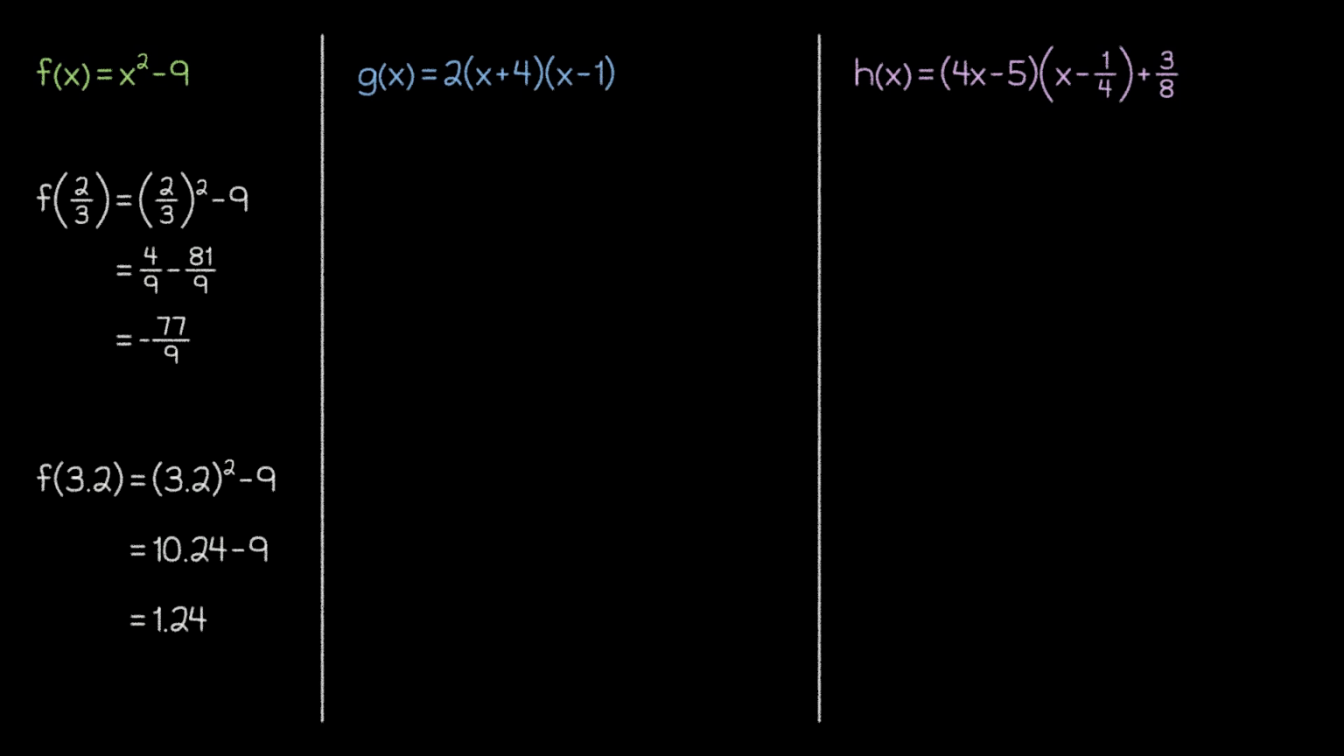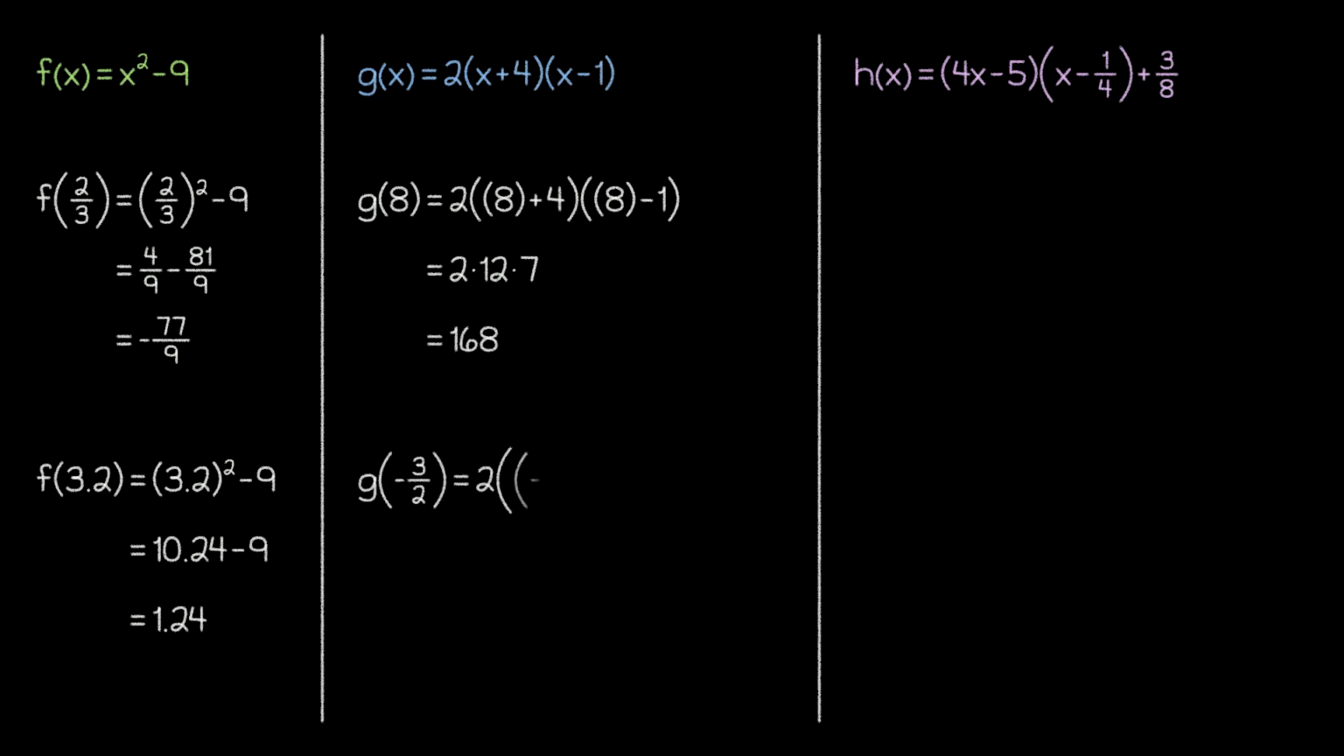Then, let's go to g and start with g of 8. Notice that g is once again in the factored form, but this time there's an additional constant factor at the beginning of the function rule. This shouldn't affect our calculations much though, since we can initially just ignore the 2 and focus on determining the value of the other 2 factors. Then, when we have a value for each factor, we just need to multiply 3 numbers instead of 2, which in this case gets us 168. And if we wanted to plug a fraction into g, here's what that would look like.